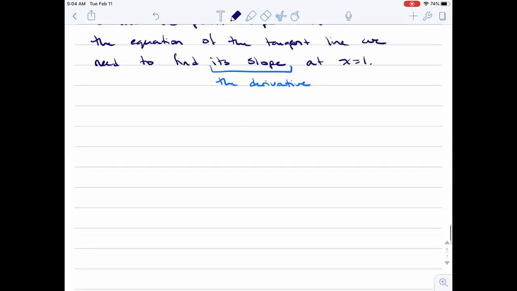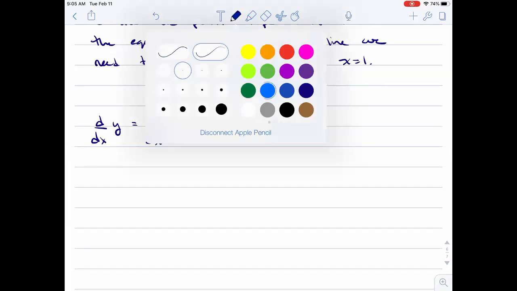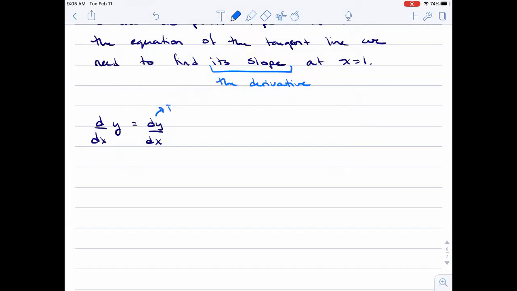So I'll get started here. Because I was about to write just dy dx. I'll just show you that they're the same. So d dx of y can be written as just dy dx. And you're just going to read it as differentiate y with respect to x.